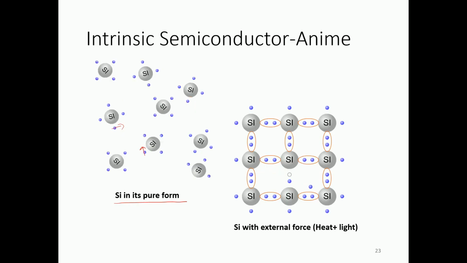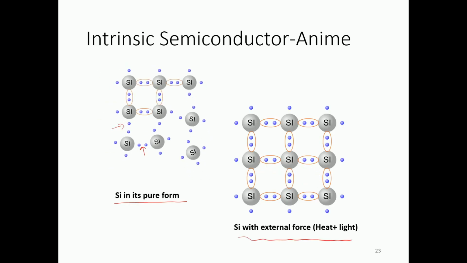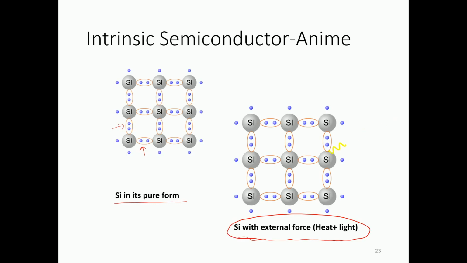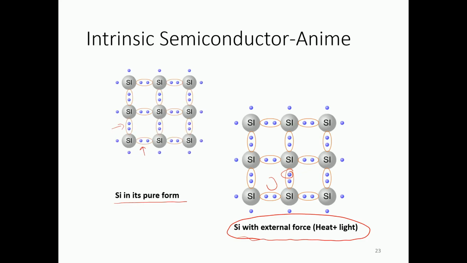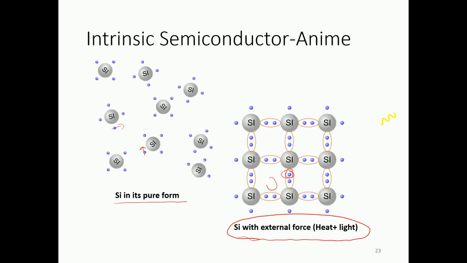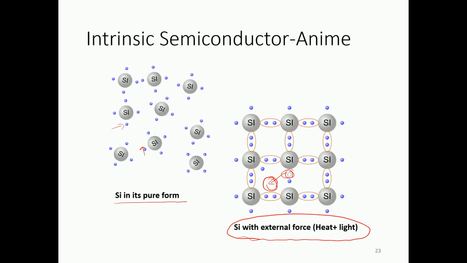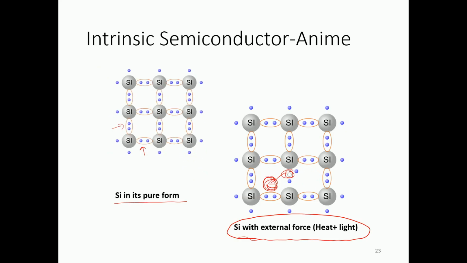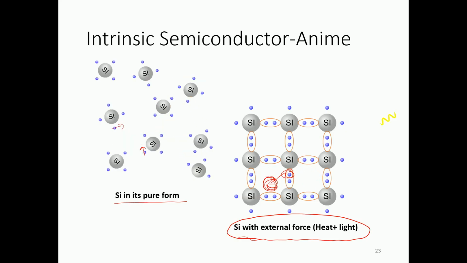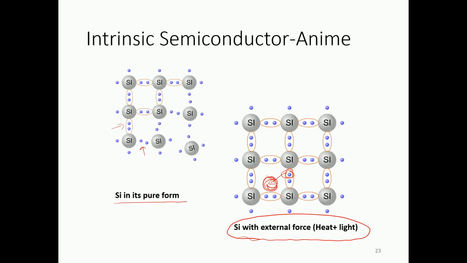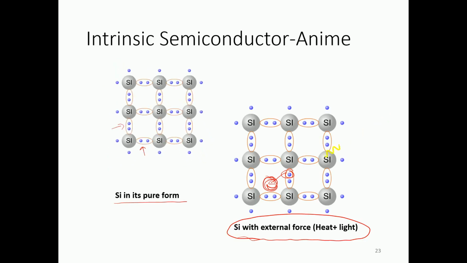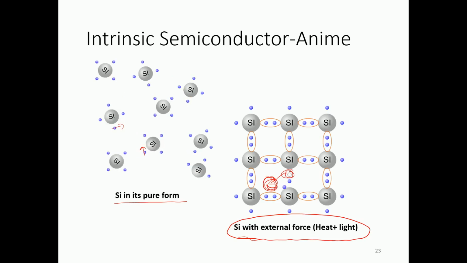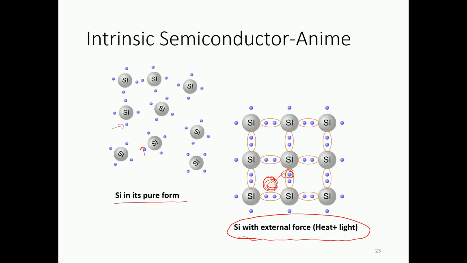Now in this pure crystalline form, if you apply a certain force in the form of heat or light, you can see that one of the electrons starts to move away from its covalent bond. We call this electron a free electron. This free electron can perform conduction, and we can say that the electron has moved from the valence shell to the conduction shell. This animation gives you a clear idea how the intrinsic semiconductor can be made into an extrinsic one if we provide a certain external force, or what we call doping.